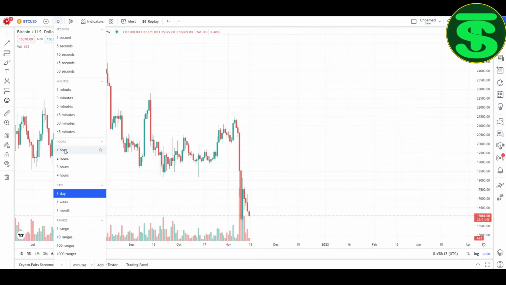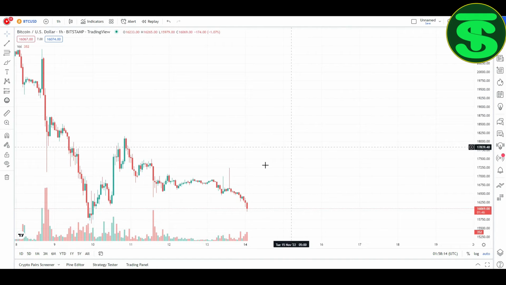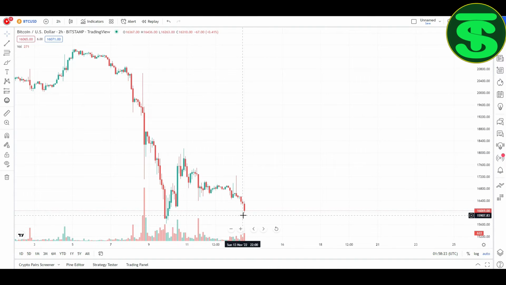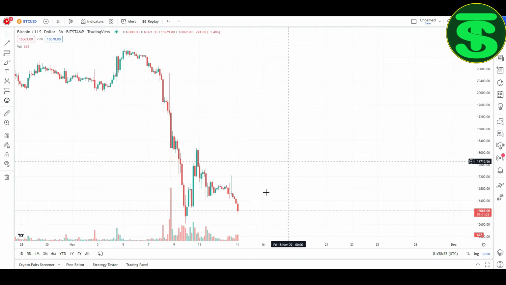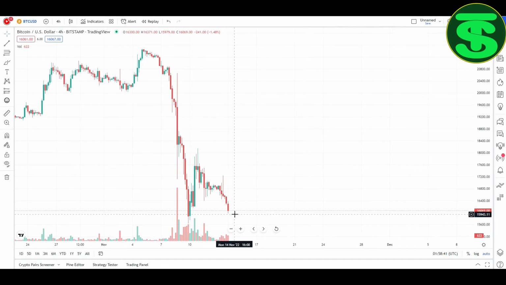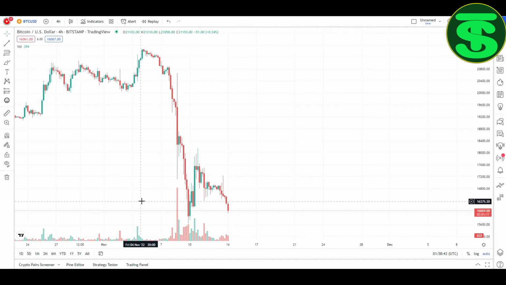If I go to the 1 hour chart, in the 1 hour chart you can see the market is going down. If I go to the 2 hour chart, in the 2 hour chart you can also see the market is going down. If I go to the 3 hour chart, it is the same, the market is going down. If I go to the 4 hour chart, it is the same way, the market is going down.